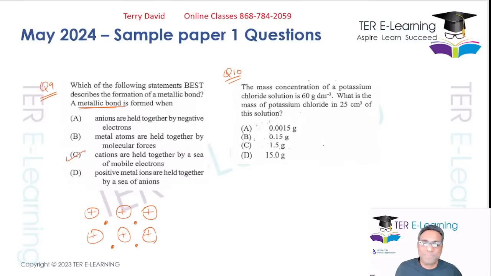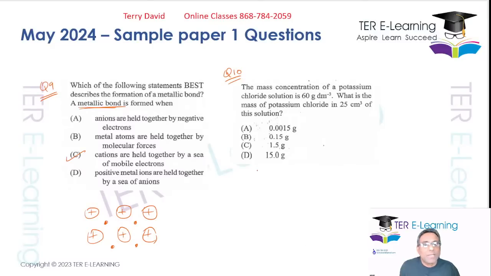What about question 10? I know students generally are not fond of moles. But the mass concentration of potassium chloride is 60 gram per dm cube. What is the mass of potassium chloride in 25 cm cube? Question 10, people getting C as the answer.